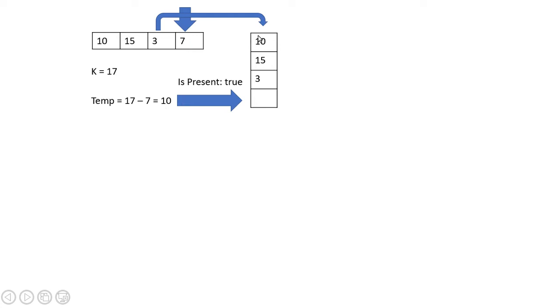It means the two numbers which add up to k are my current array element and the difference. The current array element is 7 and the difference returned was 10. So this is the best optimized way to find two numbers which add up to k.